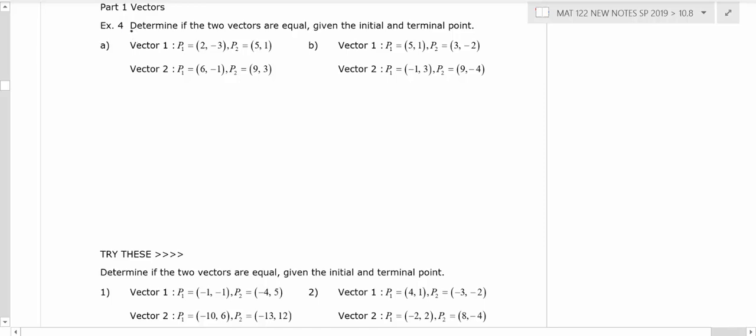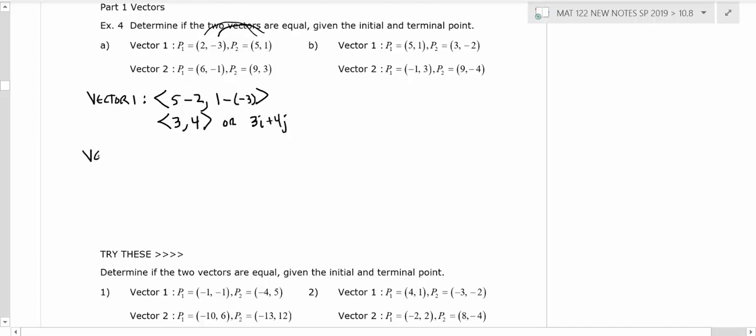Okay, so this one says determine if the two vectors are equal given the initial and terminal point. Well, really what you do is we have two vectors on this, and we're just going to put these in component form. So for vector 1, let's just use this notation. We're going to go 5 minus 2, comma, and then 1 minus -3. So that would give us the vector (3, 4), or 3i plus 4j.